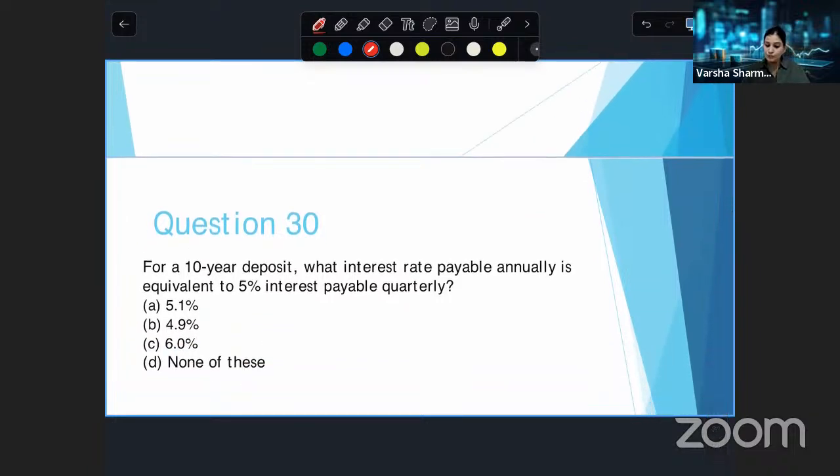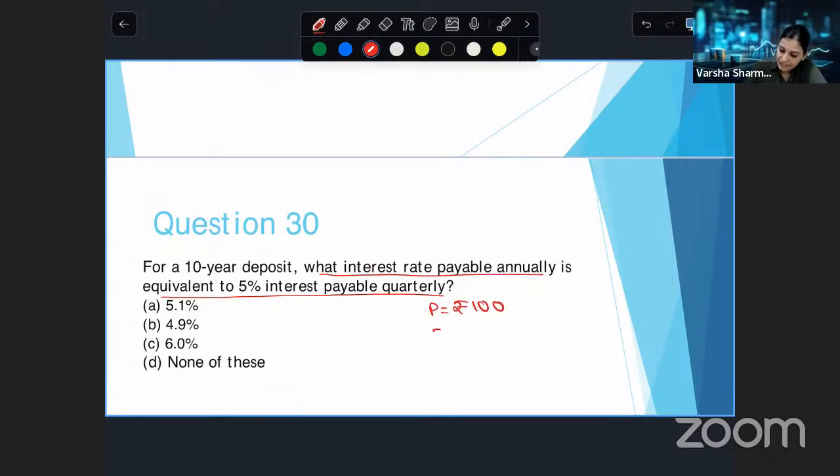For a 10-year deposit, what interest rate payable annually is equivalent to 5%? This is actually part of our next concept, equivalent effective rate of interest. So right now, let's drop this. We'll come back to this question when we get the chance. Or right now, if you want to do it without using the formula, what do we need actually? Please understand. What interest rate payable annually will give us the same interest as 5% payable quarterly on a certain principal? Let the principal be rupees 100.